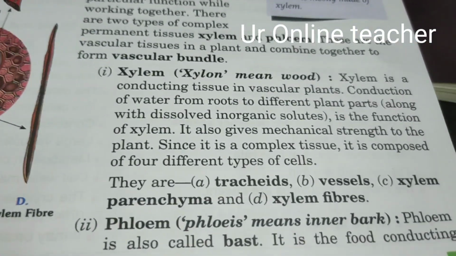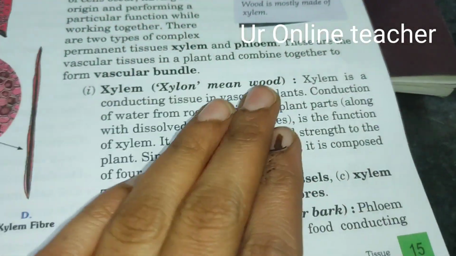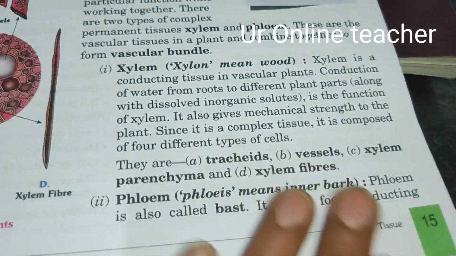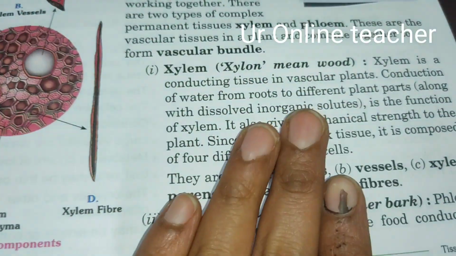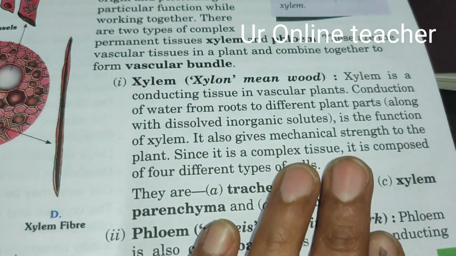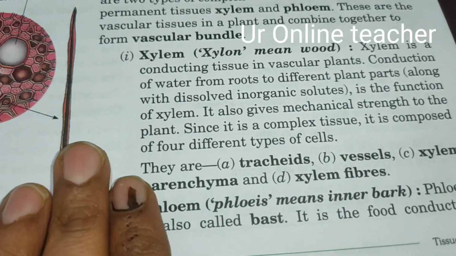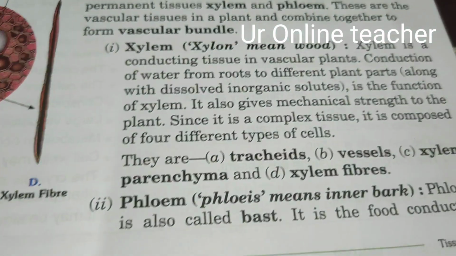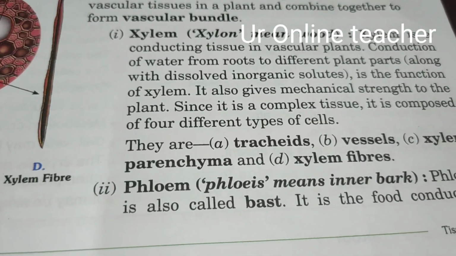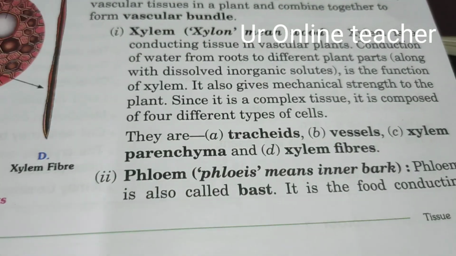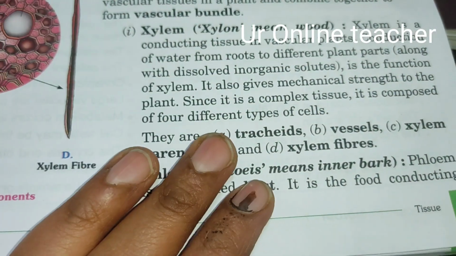So what is xylem? Wood. Xylem is a conducting tissue in vascular plants. So water will be conducted from the roots to all the parts of the body, along with some inorganic solutes, with the help of xylem. It will also give mechanical strength to the body. So it is a complex tissue, and it contains 4 types of different cells.